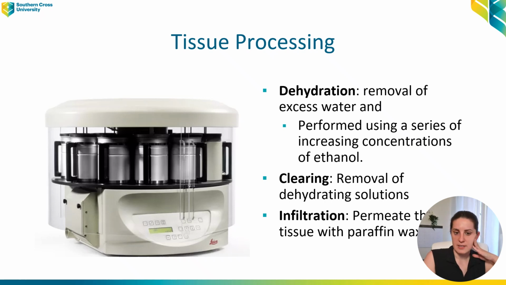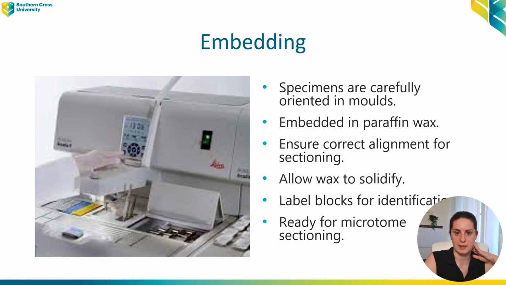As I said, the three main steps are dehydration, clearing, and infiltration. The dehydration is getting rid of the water that's naturally in the tissue. The clearing is then getting rid of the dehydrating solutions, and then finally infiltrating it with the paraffin wax. It is what enables us to then be able to cut it up later.